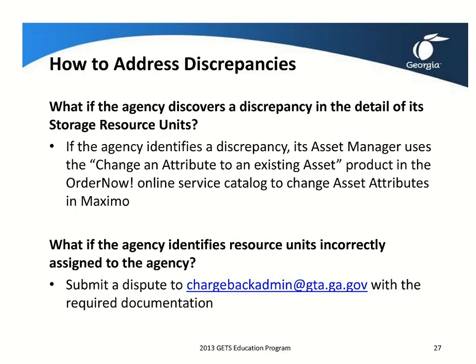So how do you address discrepancies in your bill? Well, as we keep saying, Order Now is your place to make changes. So if you find a cost center that's mislabeled, or really within storage, given what we just went over, that's about the only thing that's not determined by the system. So you would go into Asset Manager, go into Order Now and use the change attribute to existing asset product to make those changes. And then if you find you're being billed for a server host name that is not yours, that would be a reason for a dispute. And you can submit that through chargebackadmin@gta.ga.gov with the required documentation, which would be the month, the invoice being disputed, the server host name, the cost center, and the rationale for the dispute, and contact information so we can get back to you.